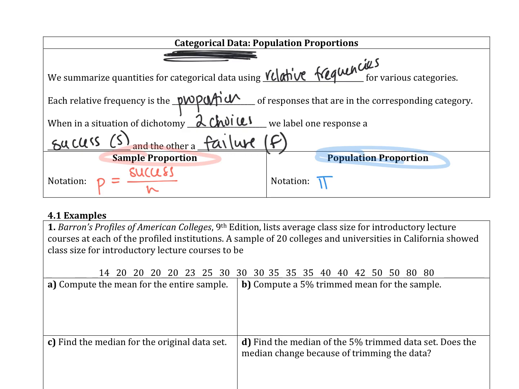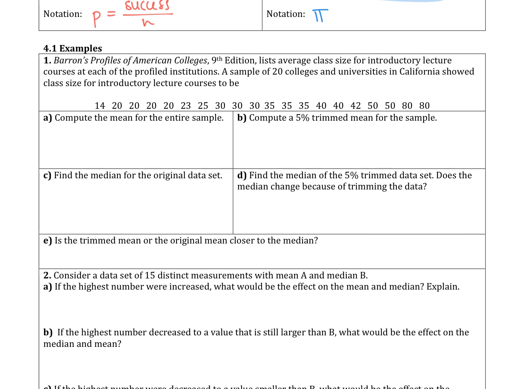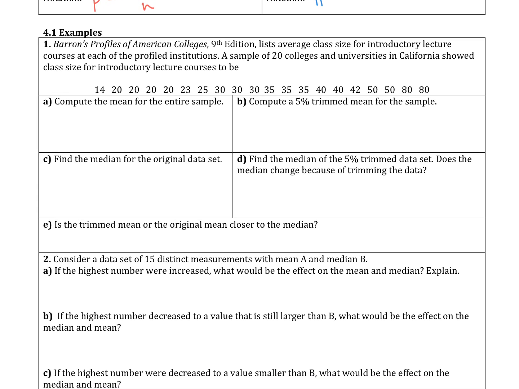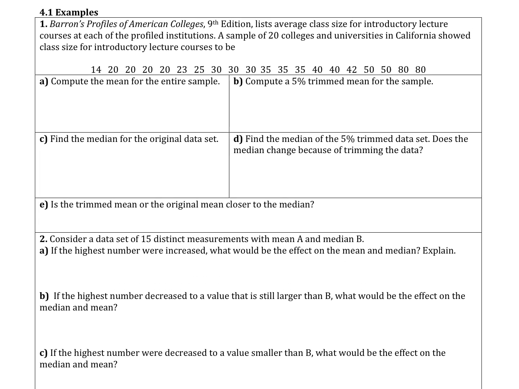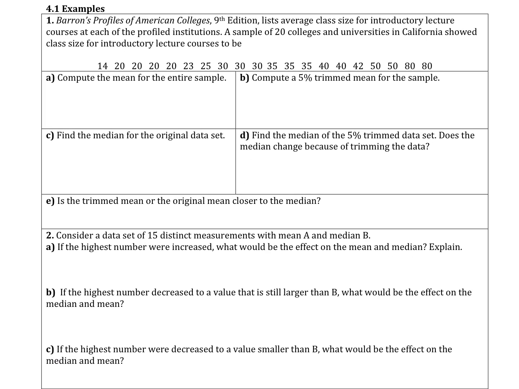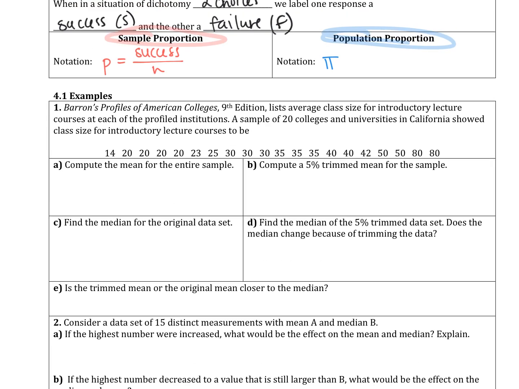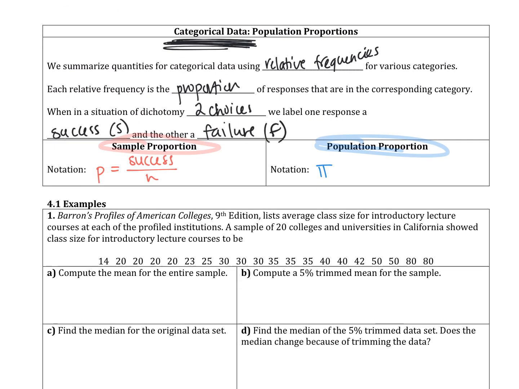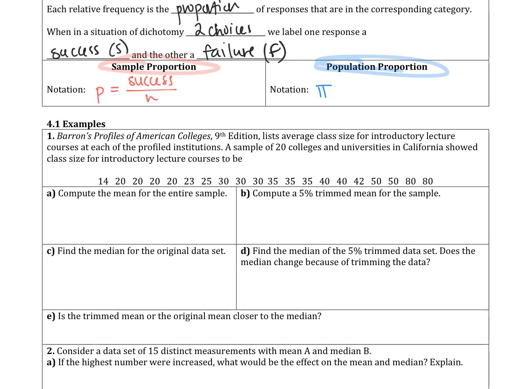Below we have some examples. I want you to complete example 1 and example 2 on your own, and we will go over them in class when I return. You're going to do some trimmed mean, some of this by hand, and then I will teach you how to use your calculator when I come back, and we'll check it then.